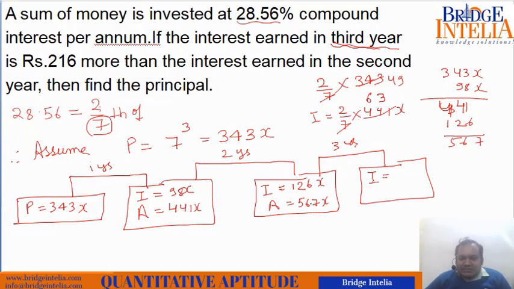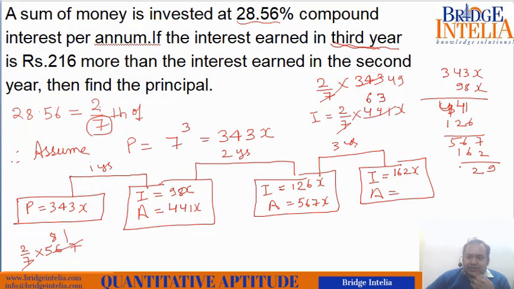Now at the end of 3 years, what is the interest? So interest will be 2/7 of 567. So 2 by 7 into 567. 81 into 2, 162x. So 162x, what will be the updated amount? So plus 162, which gives 729x.